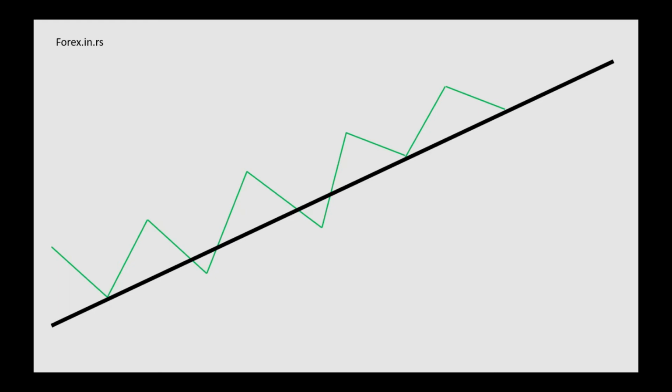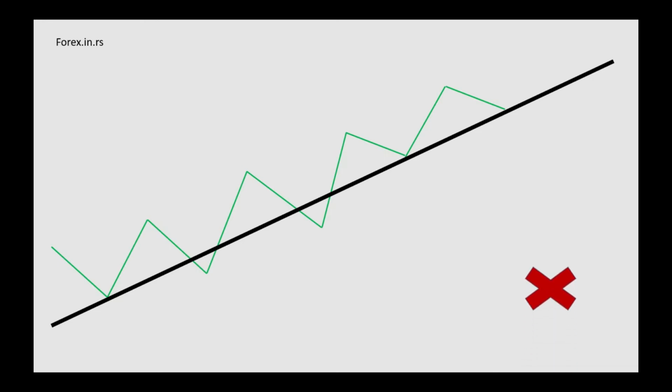Now let me show one bad example. The same rising bullish trend, higher highs all the time. But here we have a bad trend line. This is not a good trend line. Why? Because this line doesn't connect all lows. You should never do this. Try to connect lows or highs when you draw a trend line.